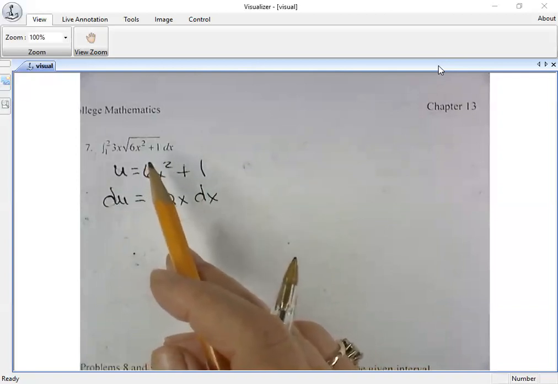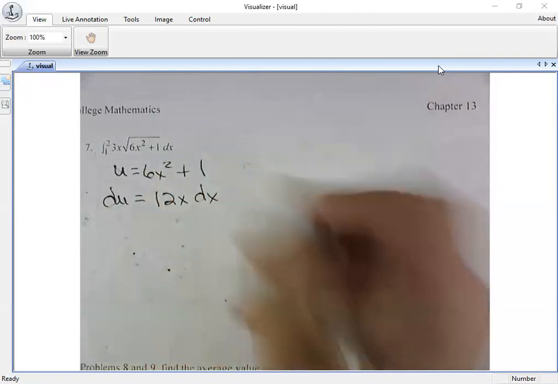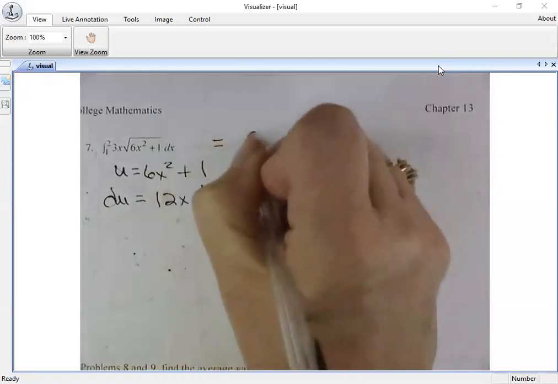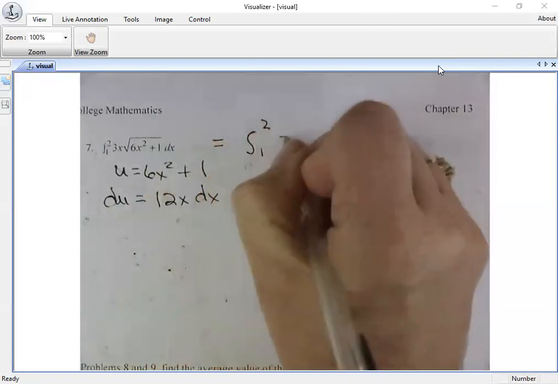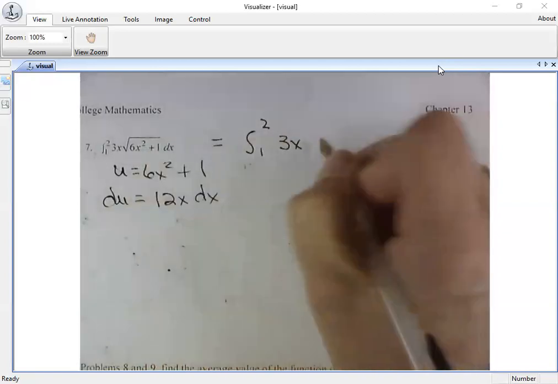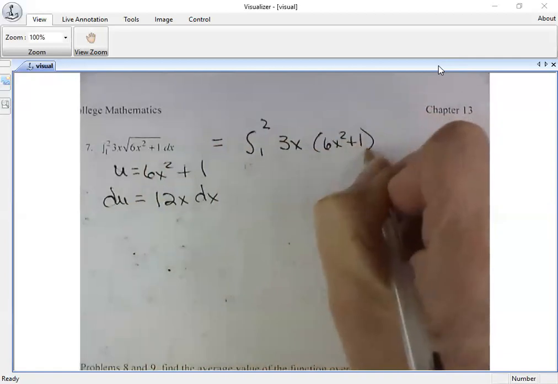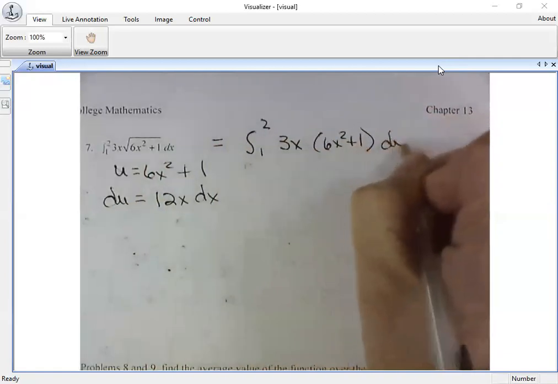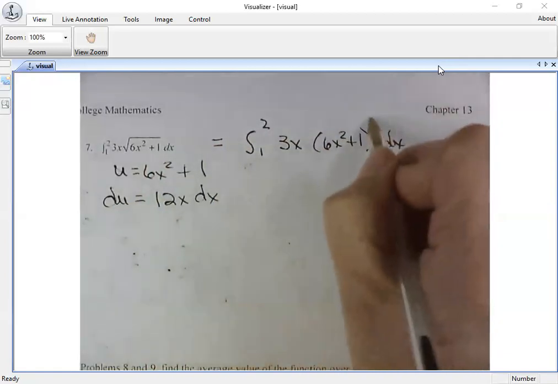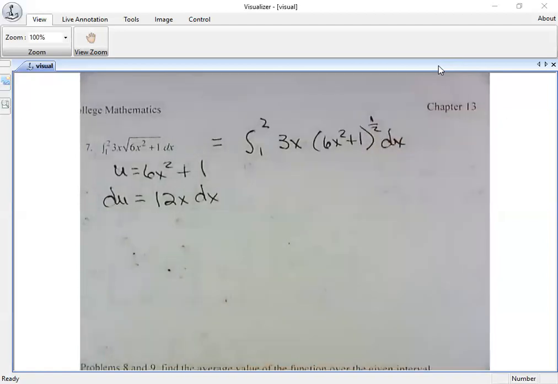I got a radical, and it's got to be rewritten as a fractional exponent, right? So I'm going to do that. And instead of putting it under the radical, the 6x squared plus 1 could be written to what power? To the positive 1/2 power. Very good. That's the same thing as the square root.